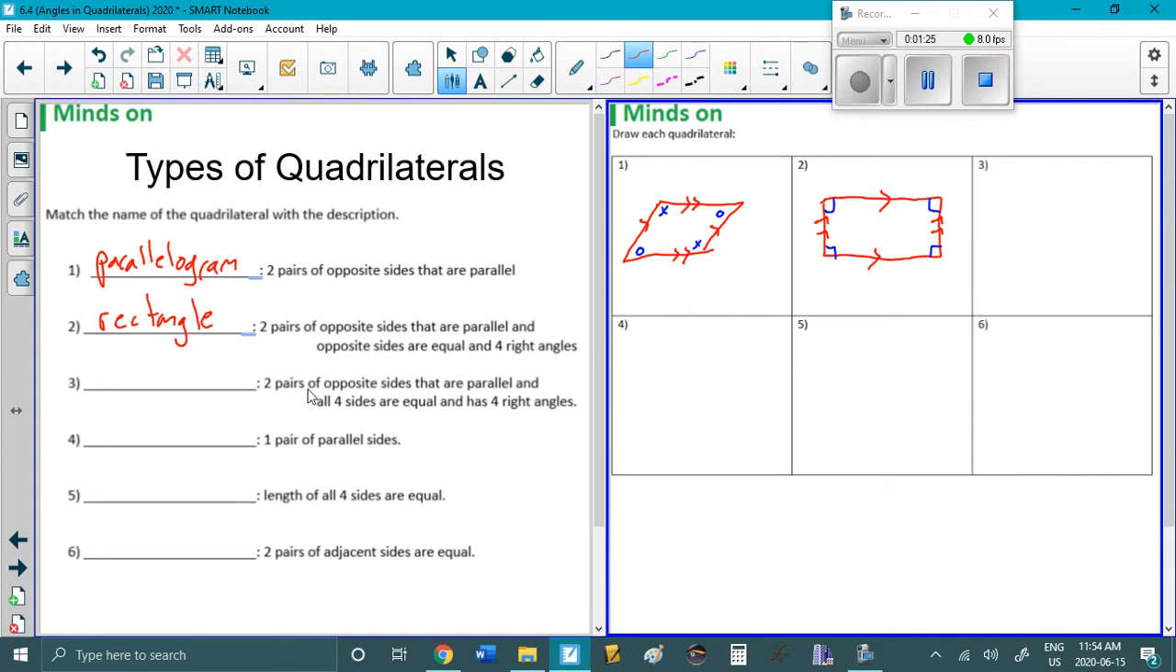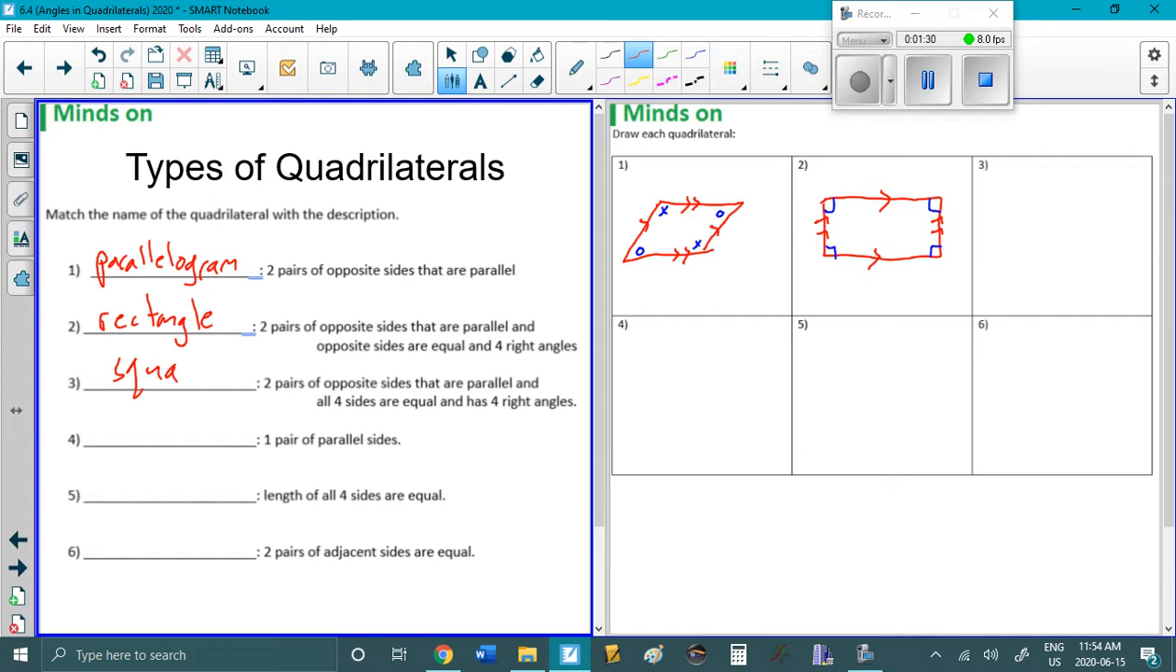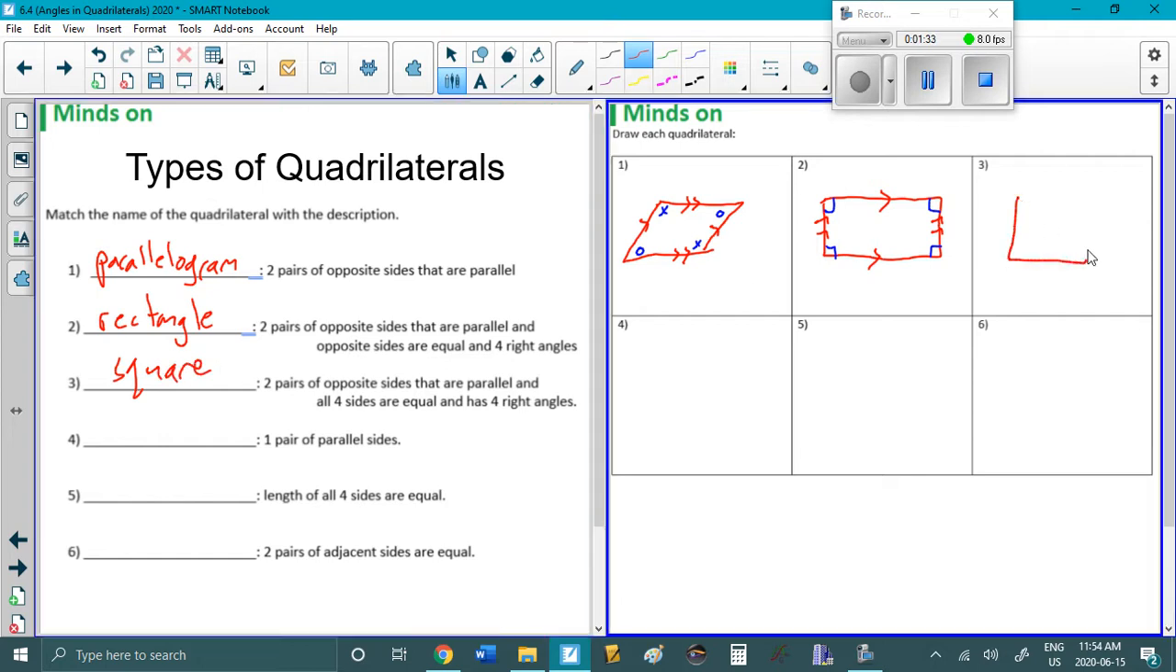Number three, two pairs of opposite sides that are parallel, and all four sides are equal. That is a square. A square looks like this. So these sides are parallel, these sides are parallel, and all four sides are equal. I should have labeled these as equal here. This is equal, this is equal. In a rectangle, these sides are equal, and these sides are equal. I know it's a lot of stuff. You probably don't need to write most of it because you know a lot of this stuff anyway. These are 90. These are 90.